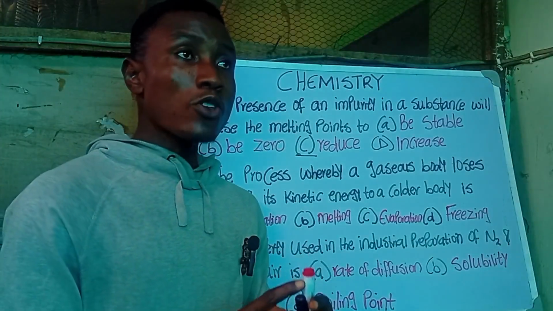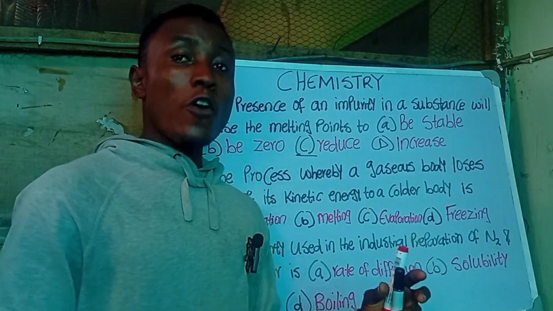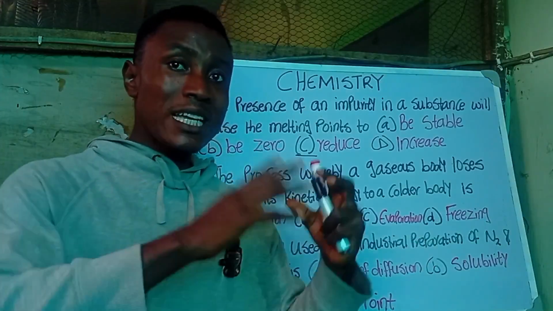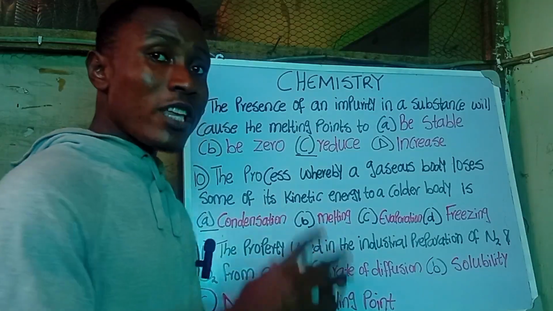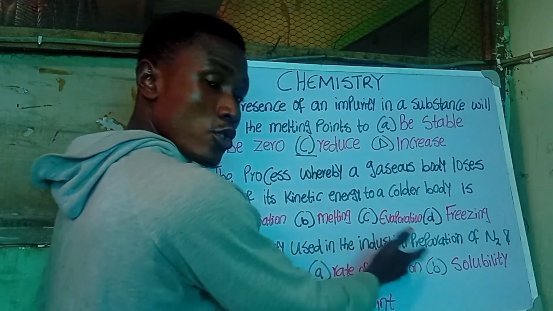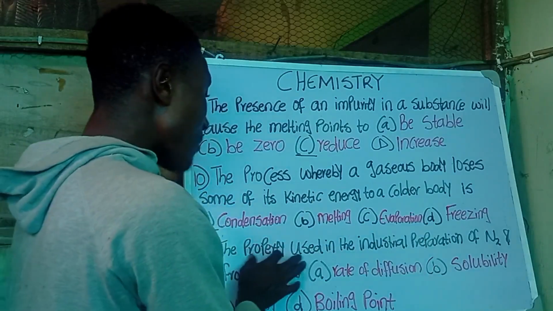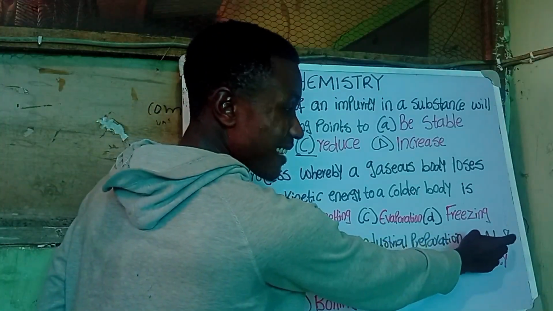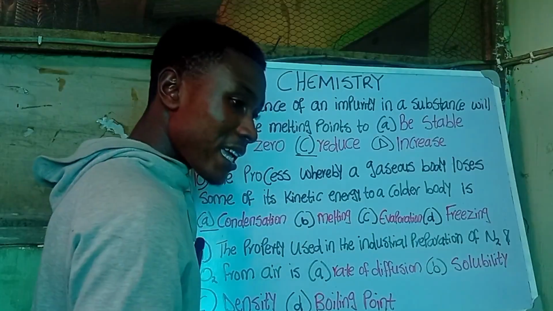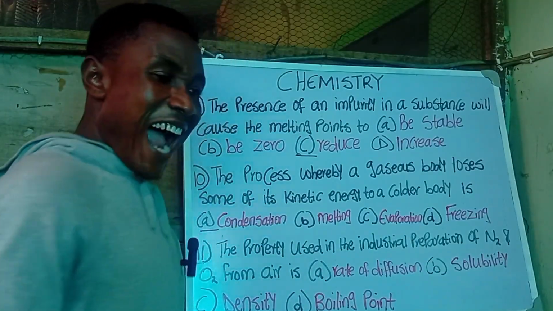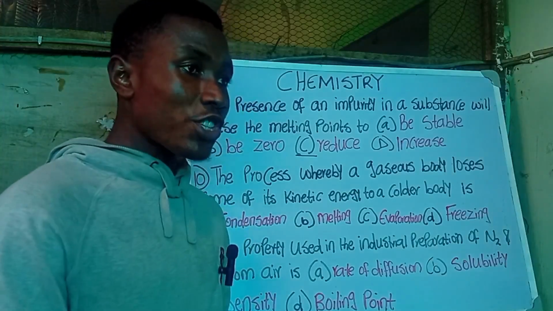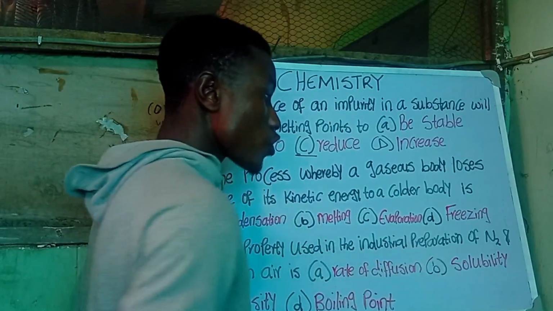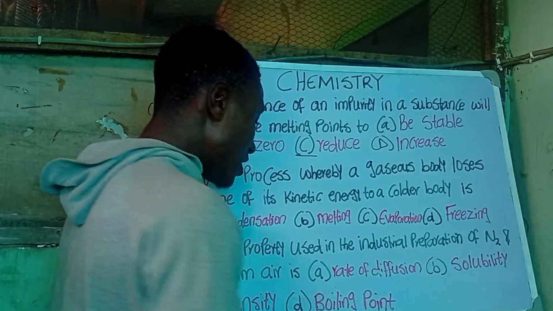the air is composed of nitrogen, air is composed of oxygen, air is composed of the noble gases, and it's also composed of carbon dioxide. So air is a mixture of these various elements or compounds, right? So it's the property used in the industrial preparation of nitrogen and oxygen from air. What they are simply trying to ask you is how can we separate nitrogen and oxygen from air, right? So we have A, rate of diffusion, B, solubility, C, density, and D, boiling point.